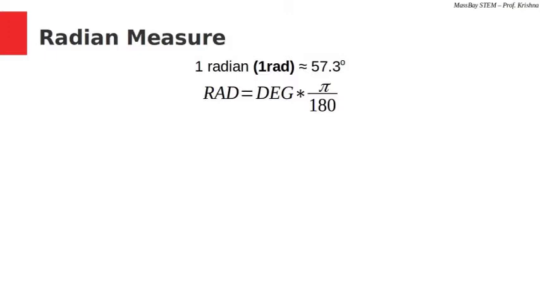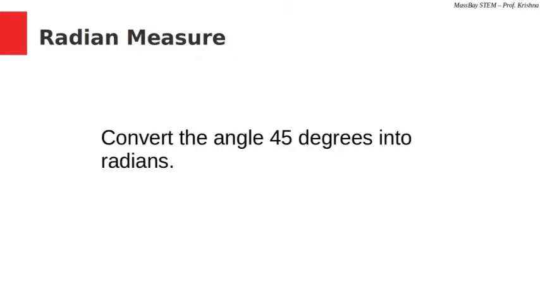A radian is a unit of angle measurement like degrees. 1 radian is roughly equal to 57.3 degrees. Just like we can convert feet into meters, it is easy to convert degrees into radians. We use this conversion. The measurement of an angle in radians equals the number of degrees times pi, that's 3.14, divided by 180. Let's try it out with this question. Convert the angle 45 degrees into radians.